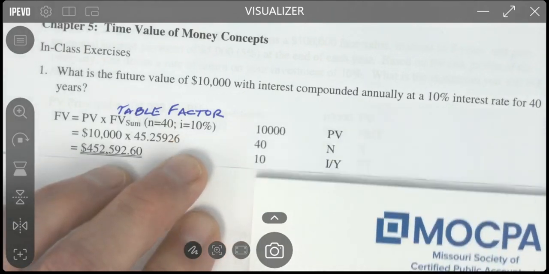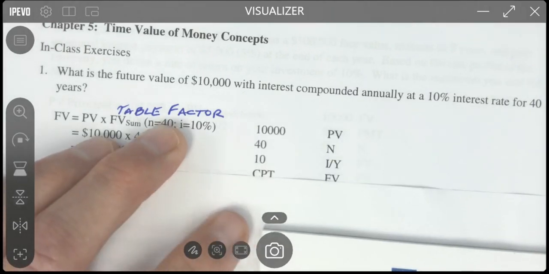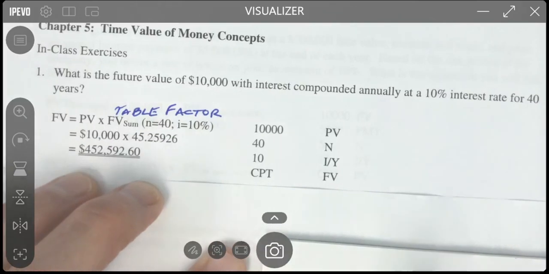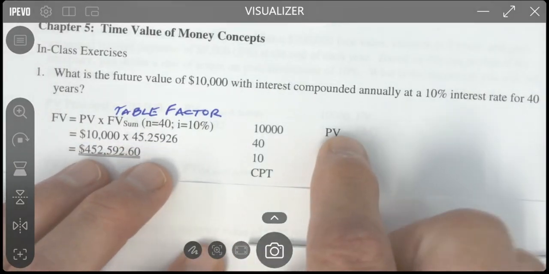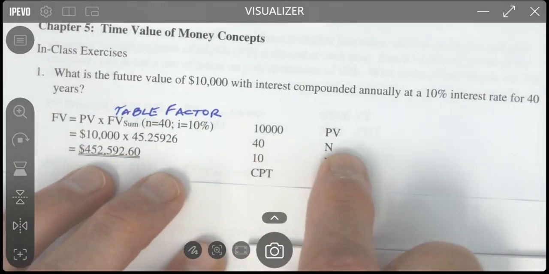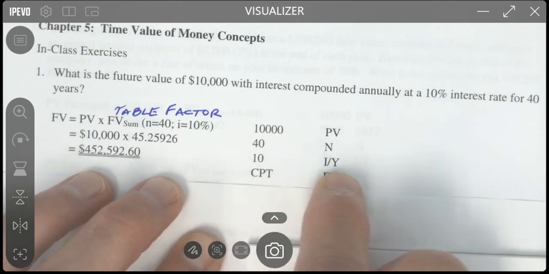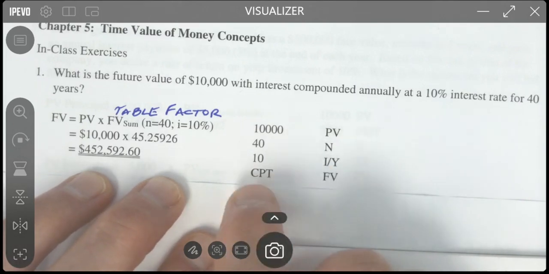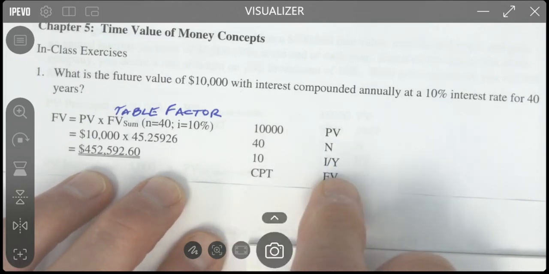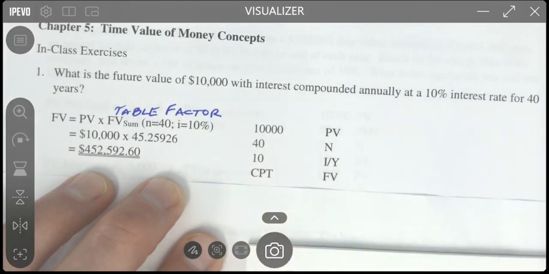If we were doing that on the financial calculator, these would be the keystrokes. You'd put in 10,000 and say that's the present value. 40 is the N, number of years. 10 is the I per Y, interest rate per year. And compute the future value.